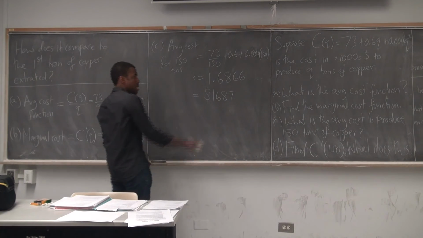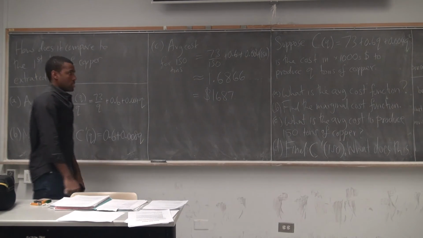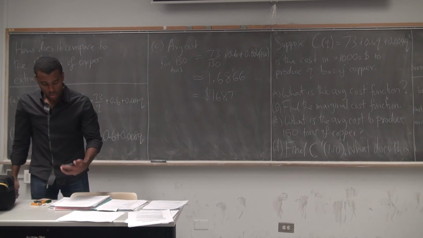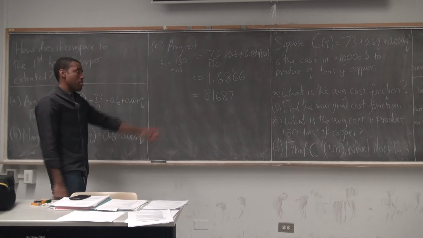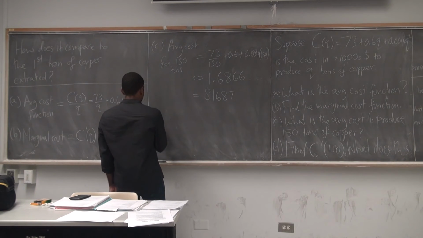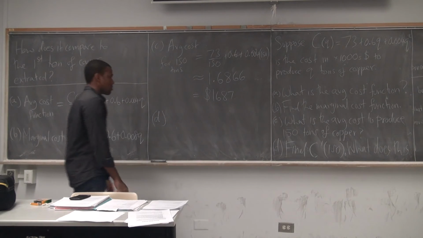So per ton, I'm paying $1,687. Which means if I'm selling each ton, I better be selling it for more than that to be making any money. Anyway, let's move on to part D.